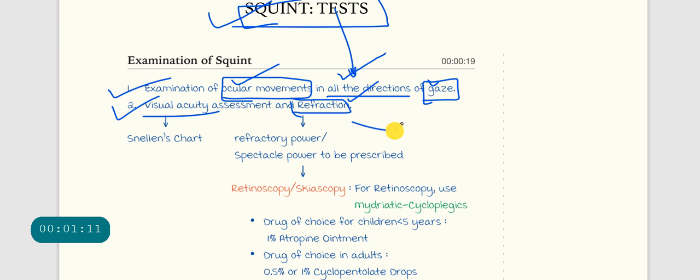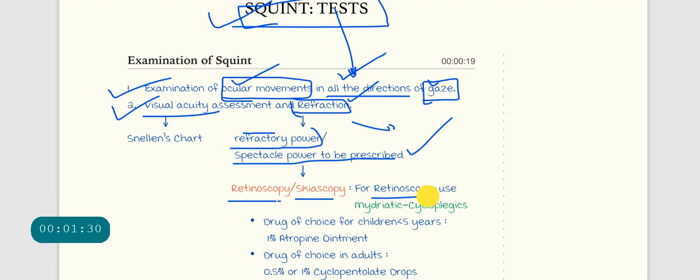That is nothing but spectacle numbers. We have to find the spectacle powers which you will prescribe, or the refractive power, and this is called retinoscopy or skiascopy. For retinoscopy you have to use mydriatic cycloplegics, which are used to dilate the eyes, and after the dilation we'll find out the numbers, the spectacle powers.